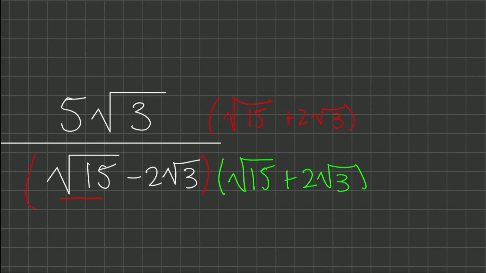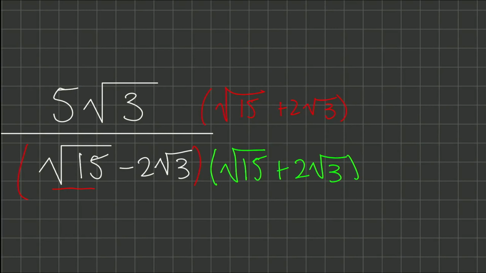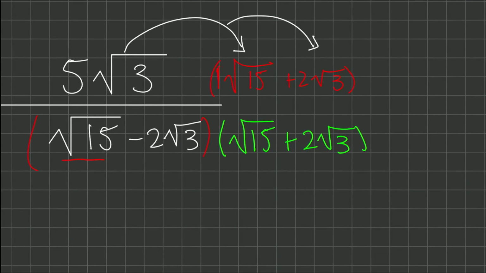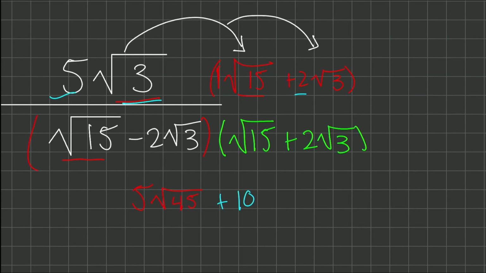And this is, again, going to be a process of FOILing, at least on the bottom. Since we have one term being multiplied by 2 in the numerator, we can actually use our distributive property. So 5 times this invisible 1 gives us 5. Root 3 times this root 15 gives us root 45. Now, we have this root 5 times this 2 root 3. So 5 times 2 gives us 10. Root 3 times root 3 gives us just 3.